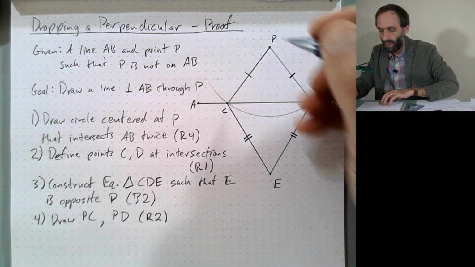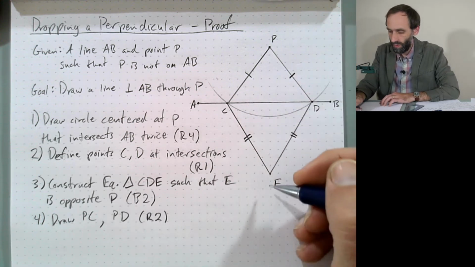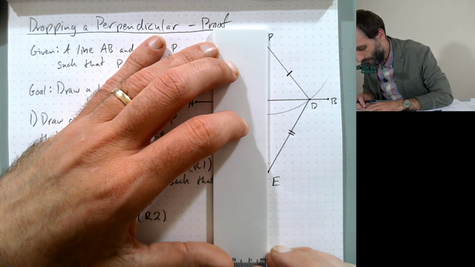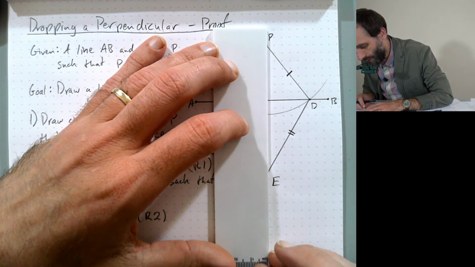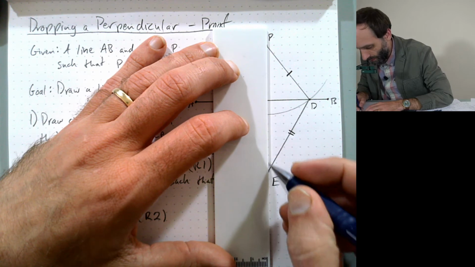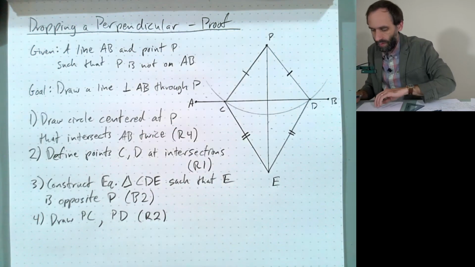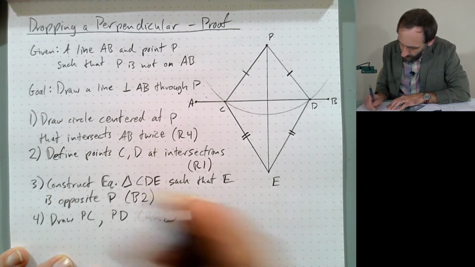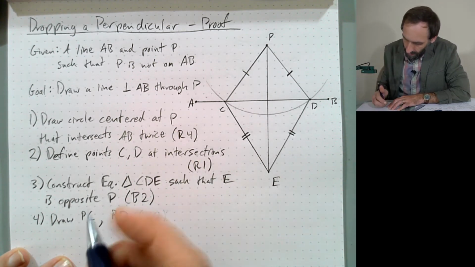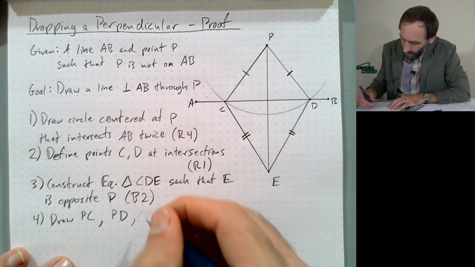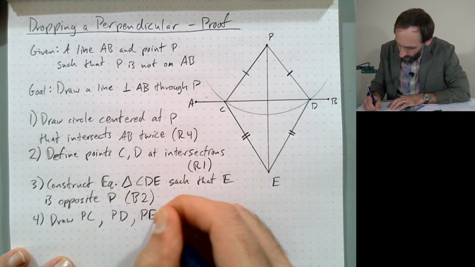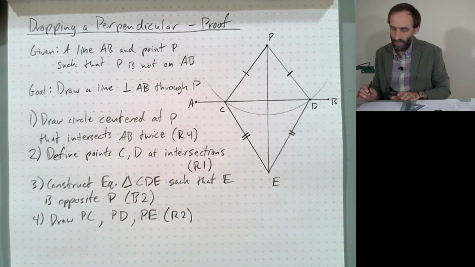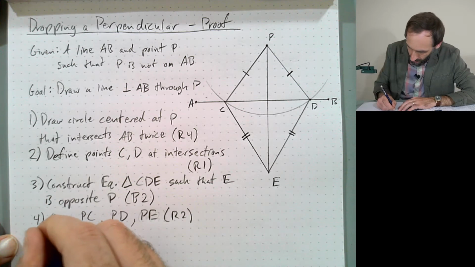And actually, I realized I want to draw one more line here too. I want to draw this line from P to E. So I'll draw that line in there. I'm going to add that to step number 4. So I draw the line PC, PD, and then PE. Okay, so let's go ahead and write step 5.